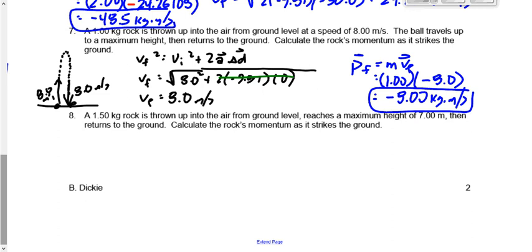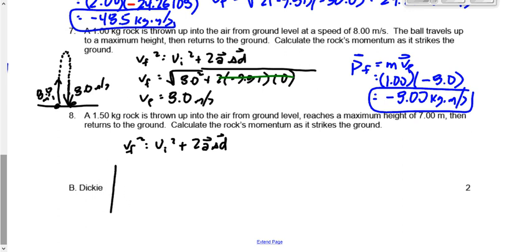VF squared equals VI squared plus 2ad. Okay, so we said VF squared is equal to VI squared plus 2ad. Solve for VF, okay. But what's VI? 0. Oh, wait a second. But it's not thrown up into the air at 0, is it? Well, when it goes to rest from it going down. Oh, okay, so you're only going to analyze the trip down. Yes, that's exactly what I did too, actually. Instead of analyzing the whole trip like I did in question number 7, I just analyzed the trip down.